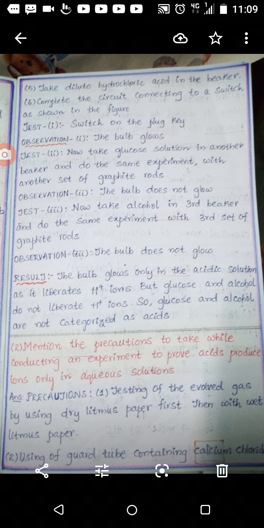Under test 1, switch on the plug key. What is the observation here, students? Observation 1 is the bulb glows under the test 1. In case of hydrochloric acid, the bulb glows. Move on to test 2.